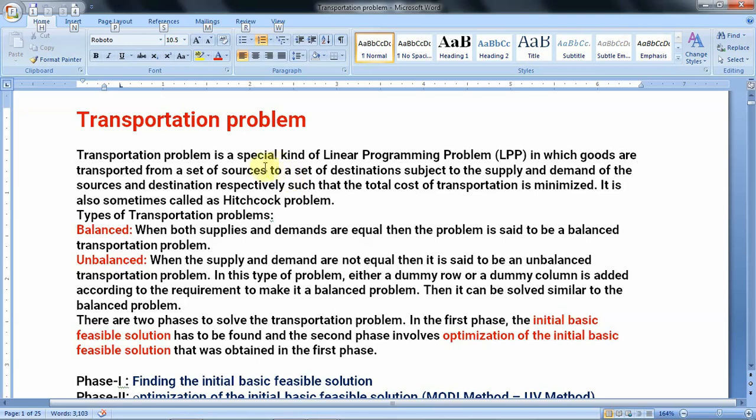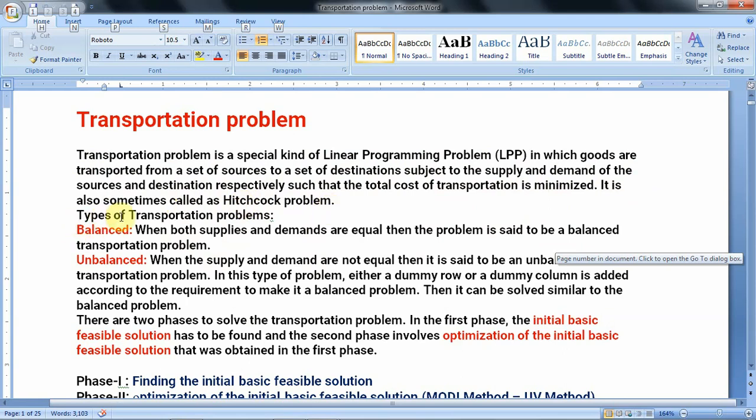Okay, my dear students, today we discuss the main topic, that is transportation problem. Transportation problem is a special kind of LP problem in which goods are transported from a set of sources to a set of destinations subject to the supply and demand of the sources and destinations respectively, such that the total cost of the transportation is minimized. That is very important. It is also sometimes called the Hitchcock problem.